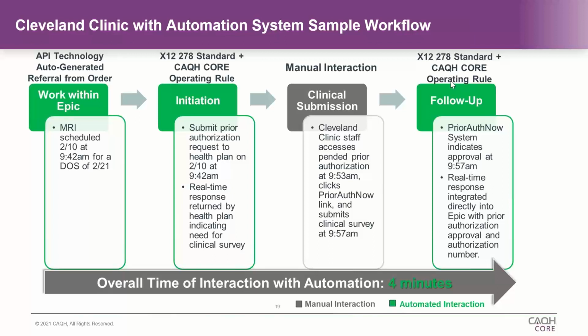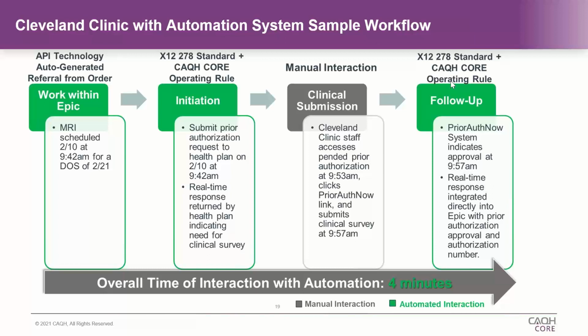If we look at the example of an MRI being scheduled, the API technology auto-generates a case for a prior authorization request to be submitted after a patient has scheduled an appointment for an MRI. After the case is created with pre-filled information, a prior authorization request is auto-generated and submitted to the health plan in real time. In that same moment, a real-time response was returned from the provider indicating a need for a clinical survey. The clinical survey captures specific data related to the prior authorization request and is often customized for that specific type of prior authorization, as mentioned in this case, diagnostic imaging.